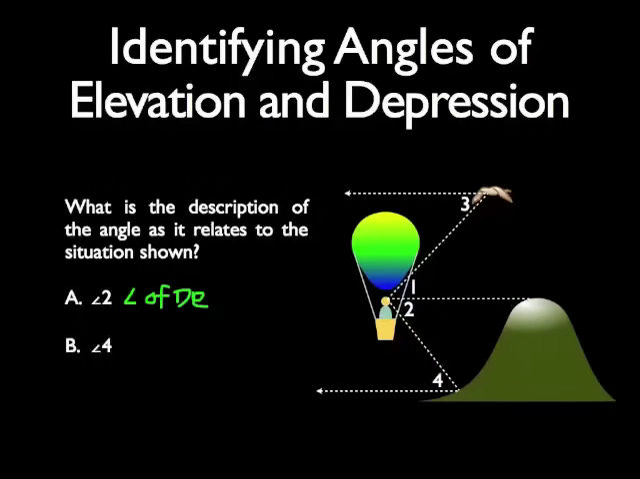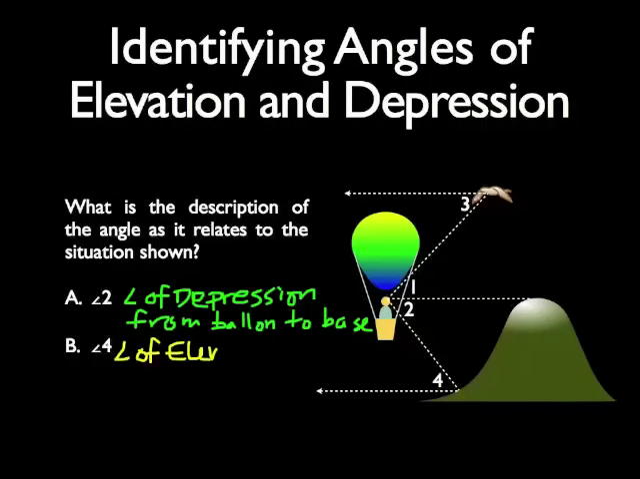So therefore, angle 2 is an angle of depression from the person in the balloon to the base of the mountain. And angle 4 is pretty much the opposite of that. From the base of the mountain, there's a horizontal line going out, and it's looking up at the balloon. So therefore, angle 4 is an angle of elevation from the base of the mountain to the balloon.